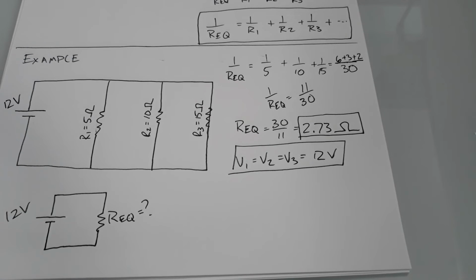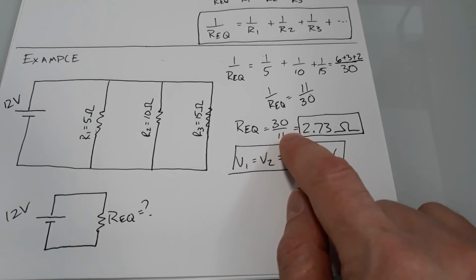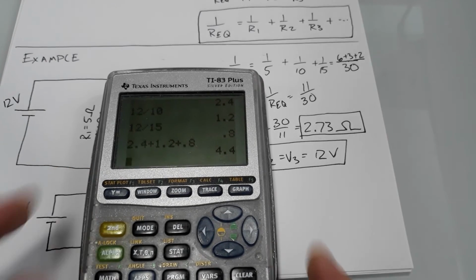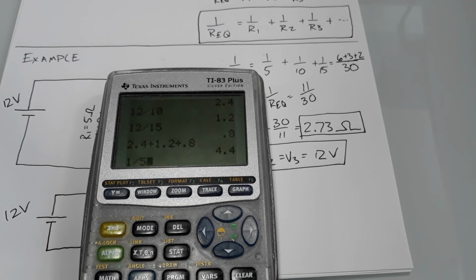Now it's time for us to come up with some information about the current. There are several ways that I can do this. But actually, before we leave this, let me point out that you don't need to find a common denominator. That is not a requirement. It's really not that complicated. I'm going to take 1 divided by 5 plus 1 divided by 10 plus 1 divided by 15. That's equal to that. Now I'm going to put second function, answer, inverse. There's my 2.73. That's what I would recommend.